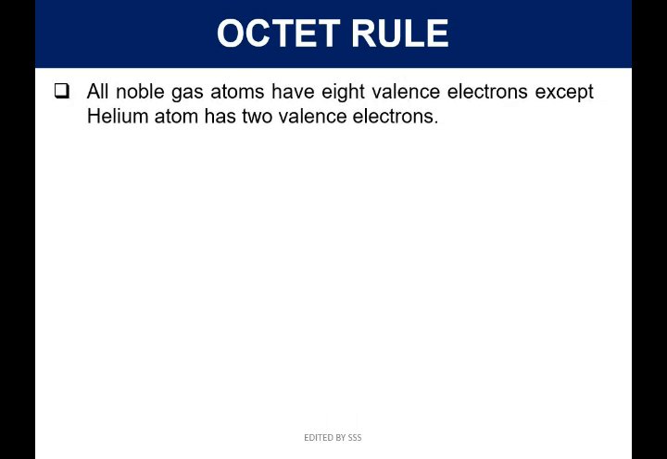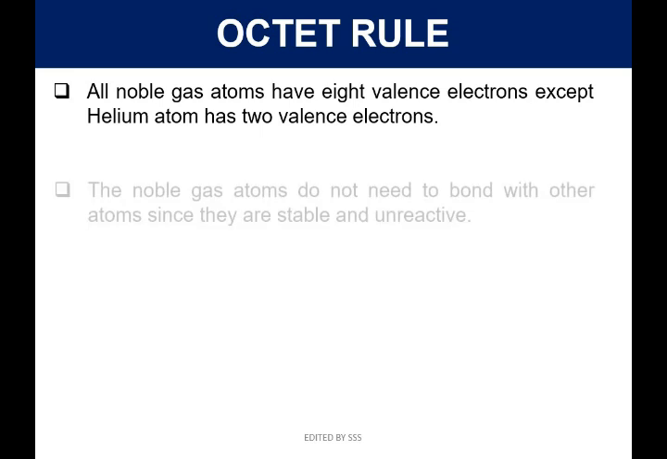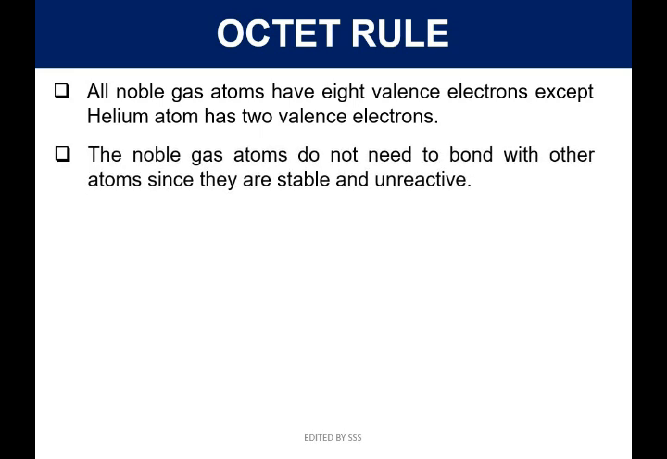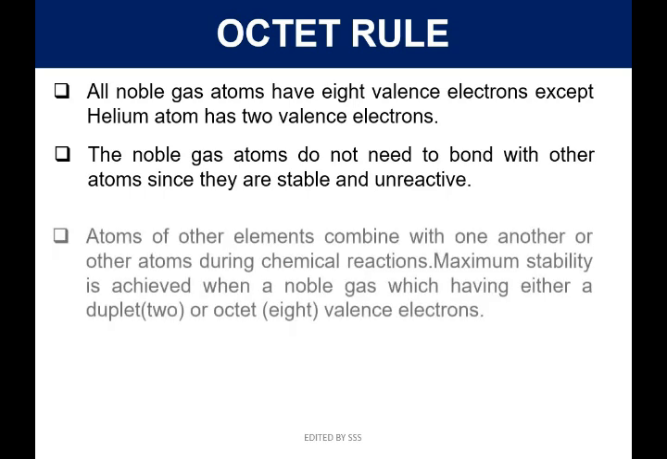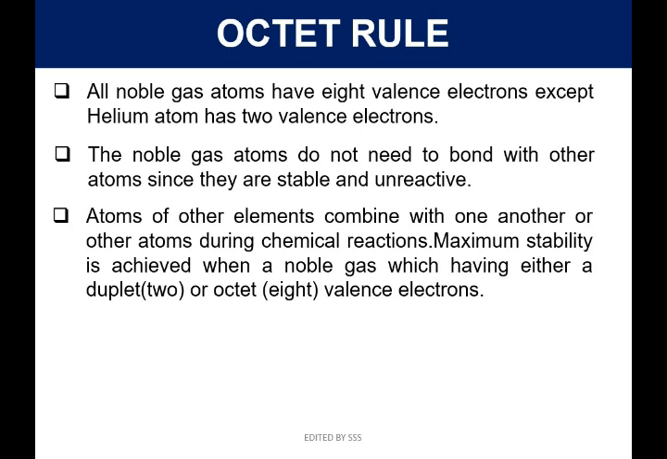All noble gas atoms have 8 valence electrons, except the helium atom, which has 2 electrons. The noble gas atoms do not need to bond with other atoms since they are stable and unreactive. Atoms of other elements combine with one another or other atoms during chemical reactions. Maximum stability is achieved when an atom has the same valence electrons as a noble gas, having either a duplet or an octet.